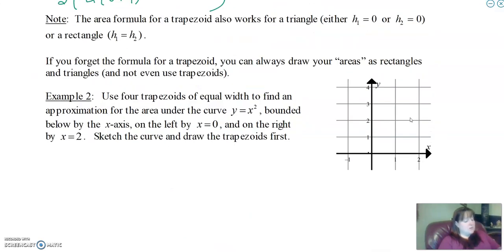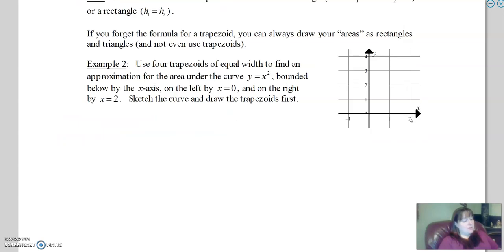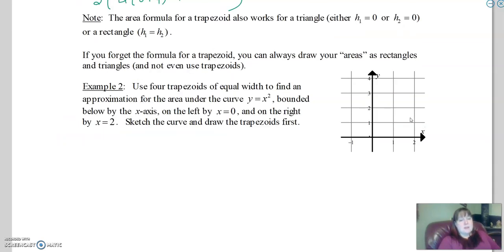Use four trapezoids of equal width to find the approximation for the area under the curve of y equals x squared, bounded below by the x-axis, on the left by x equals 0, and on the right by x equals 2. So basically, what we're trying to do here is figure out the area under the curve of x squared from x equals 0 to x equals 2. So I'm going to try to draw this pretty well.